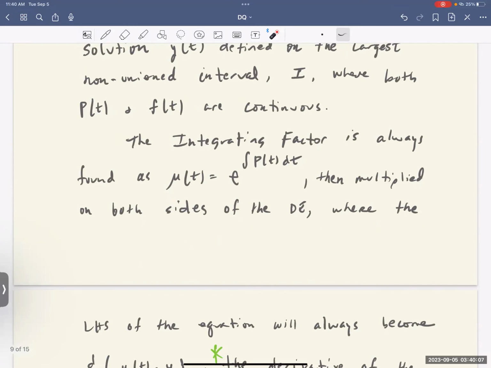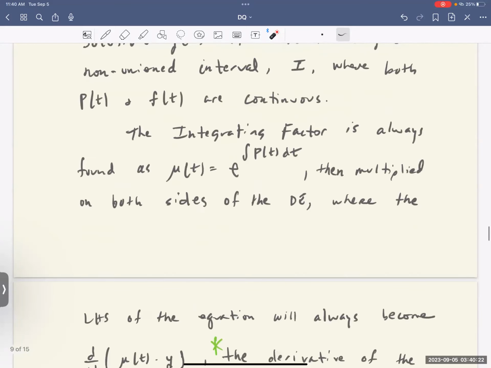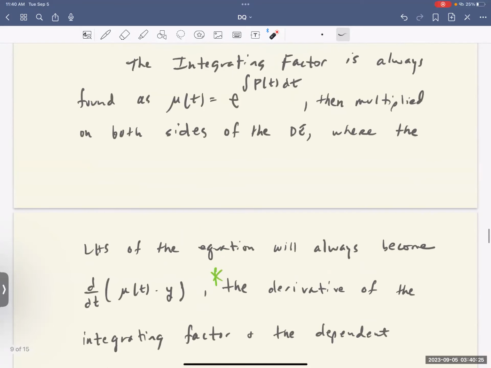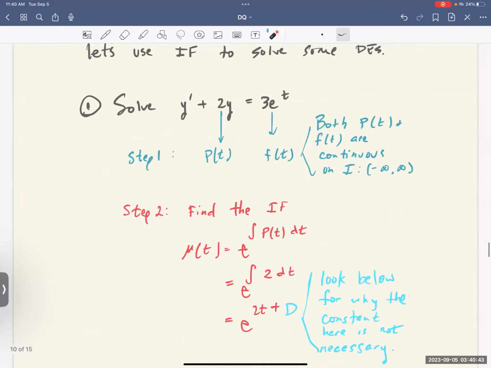Then we're going to need to find the integrating factor. Not only is it a process, but it's actually a thing, and it's mu of t is e to the integral of p of t dt, where p of t is that coefficient there. Once we find it, we'll multiply it on both sides of the differential equation. The left-hand side will always become the derivative of the integrating factor and dependent variable. So let's show you how this works.